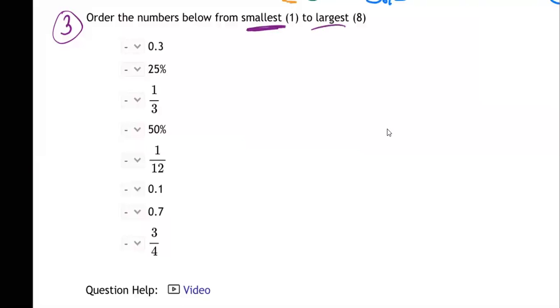So from smallest to largest. They want us to put a number one. If you click on these arrows over here, it'll give you options 1 through 8. They want you to decide which is the smallest number, number 1, all the way up to number 8, which is the largest. So we're ordering these numbers from smallest to largest.